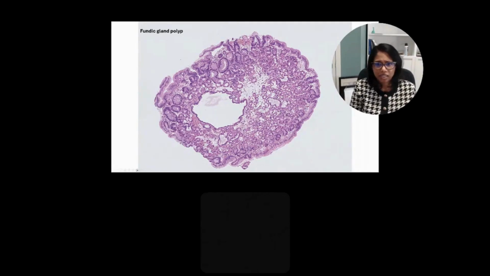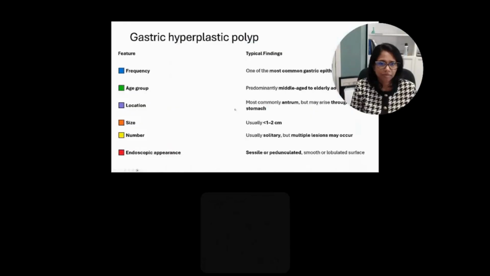And there's clearly PPI use. The parietal cells are very enlarged and dilated and tumescent, having almost a tombstoning effect in areas and resulting in this dilatation. And no dysplasia here, quite easy. So it's fundic gland polyp, negative for dysplasia.